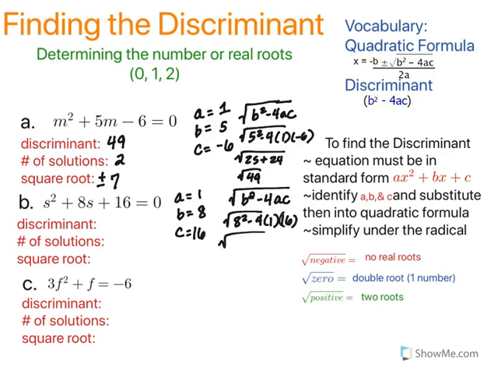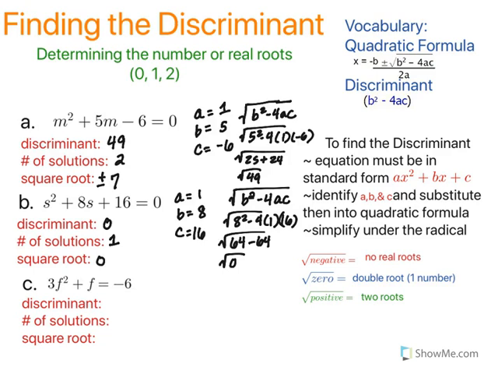8 squared would be 64, and when I do negative 4 times 1 times 16, that would give me minus 64. And when I simplify, that's going to give me the square root of 0. So that tells me that my discriminant is 0. Because we're taking the square root of 0, that tells me that I'm only going to have one solution, and the square root of 0 is just 0.